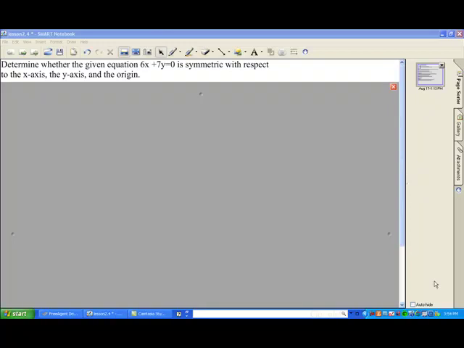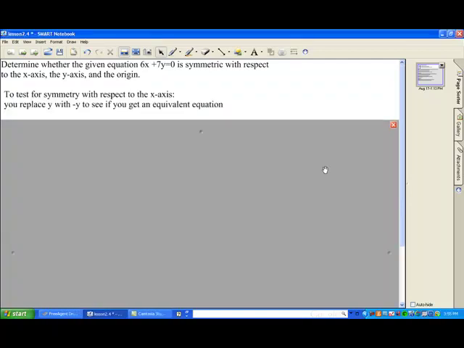In this particular video, we're going to determine whether the given equation, 6x plus 7y equals 0, is symmetric with respect to the x-axis, the y-axis, and/or the origin. Let's start with testing for symmetry with respect to the x-axis.